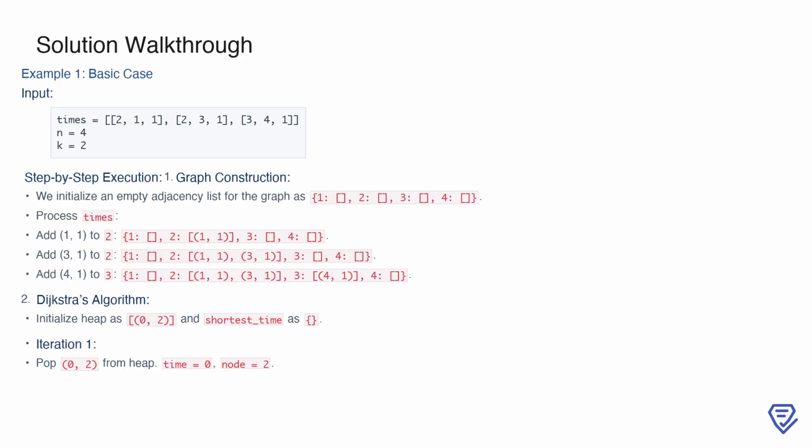Next, we apply Dijkstra's algorithm to find the shortest path from the starting node. We initialize the heap with the starting node and a time of 0, as (0, 2), and create an empty dictionary shortest_time to store the minimum time to reach each node. The algorithm proceeds by iteratively processing nodes based on their travel times.